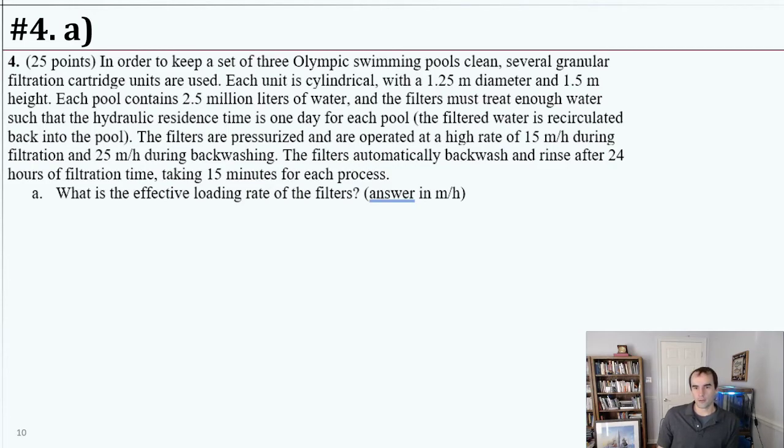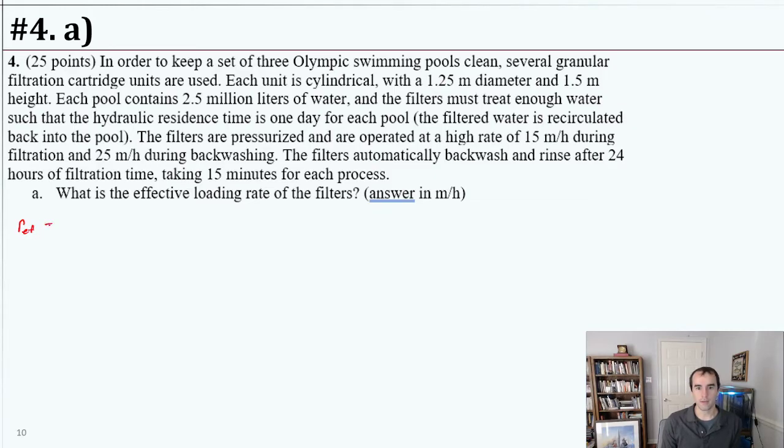Okay, so the filters are pressurized and operate at a high rate of 15 meters per hour during filtration and 25 meters per hour during backwashing. Of course, they're not putting backwash back into the pool. The filters are automatically backwashed and rinsed after 24 hours of filtration time, taking 15 minutes for each process. So, the first question is, what is the effective loading rate for the filters? And I ask you to answer in meters per hour.